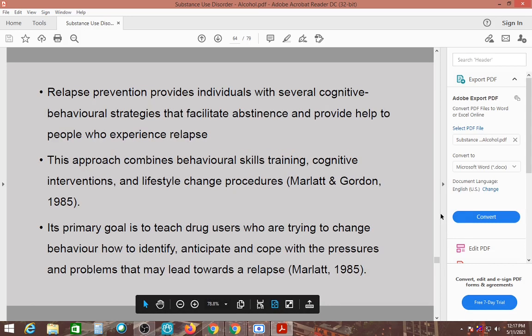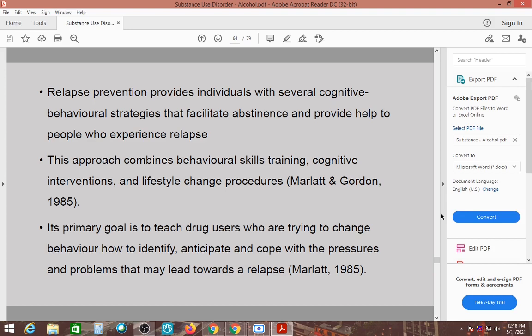Now, let's continue. Relapse prevention provides individuals with several cognitive behavioral strategies that facilitate abstinence and provide help to people who experience relapse. Now, any person who abuses or uses substances is a candidate, a prospect for relapse. Please mark my words. Anyone who has gone up to a stage of dependence, why did they come up to this stage? It is because they have reached a crucial chronic phase where on their own they cannot. They need to come out of this substance use, and they want to change, right?